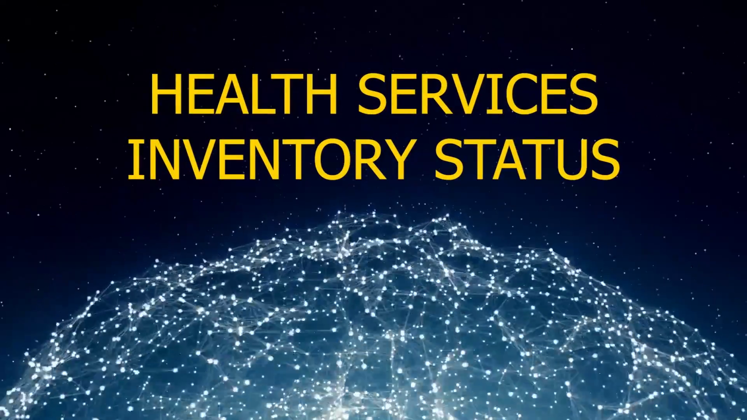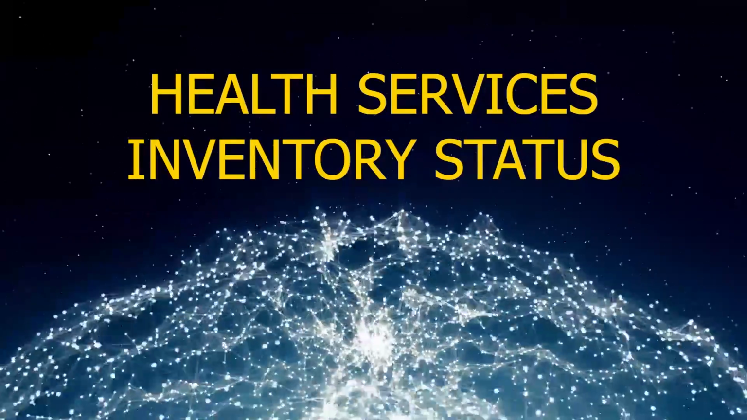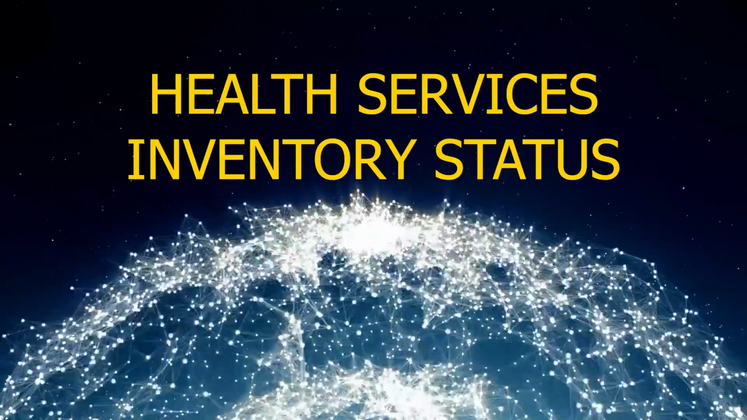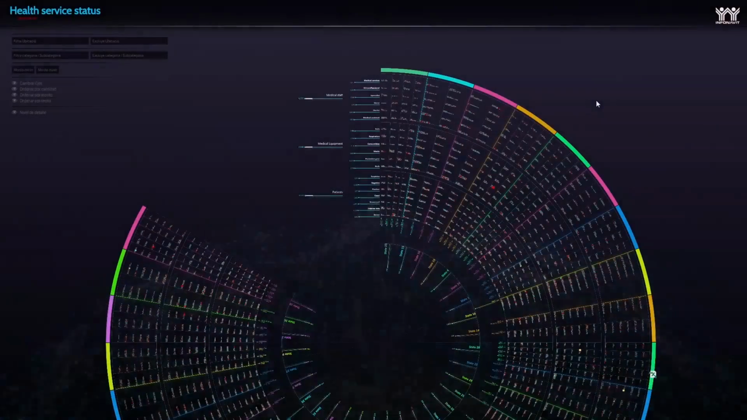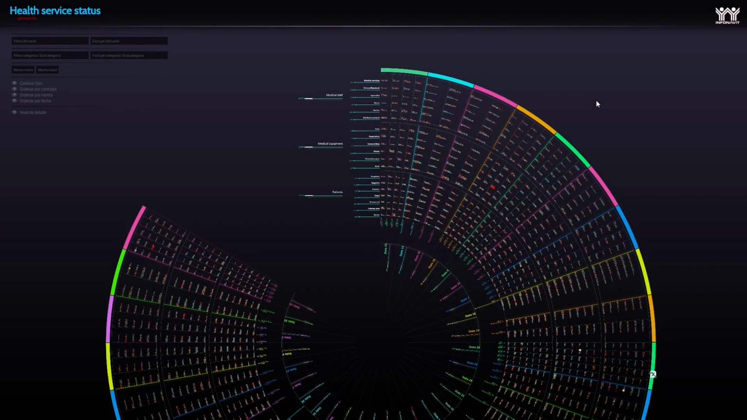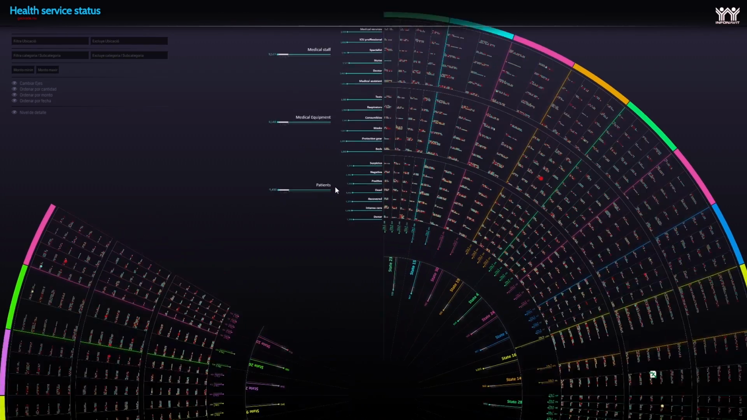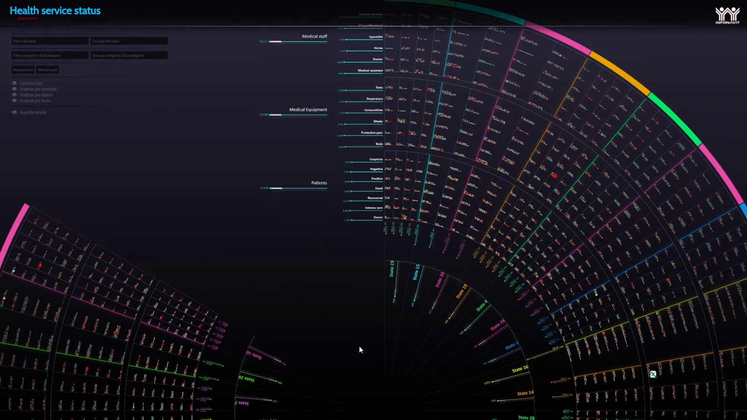We also are proposing to get a tracking of the health services inventory and status. This can help us see not only the situation for the city, but also the resources available. With this visual inventory, what we are doing is tracking three key elements during the pandemic.